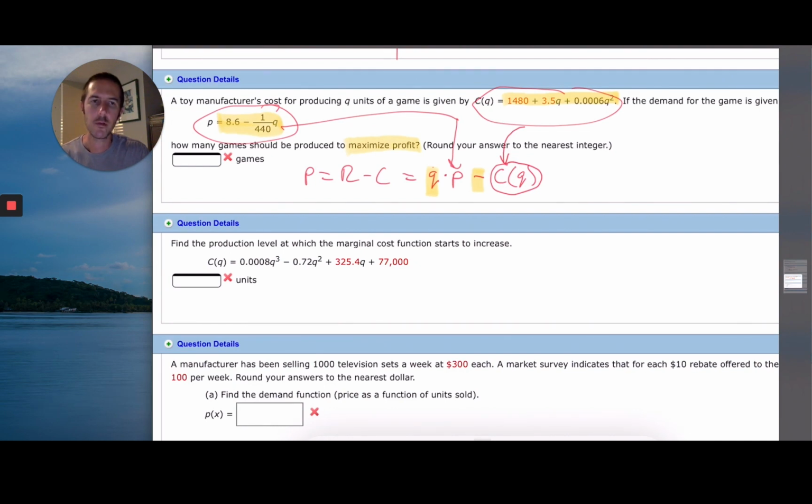First derivative, set it equal to 0. Find the Q value that maximizes your profit. Just glancing at this, it's going to be a second degree polynomial, so it'll be very straightforward. The numbers are not super nice, but you can do it. Just be careful again with your positives and negatives.